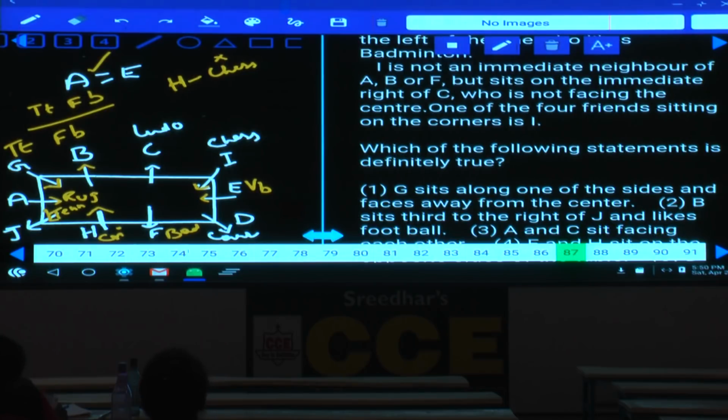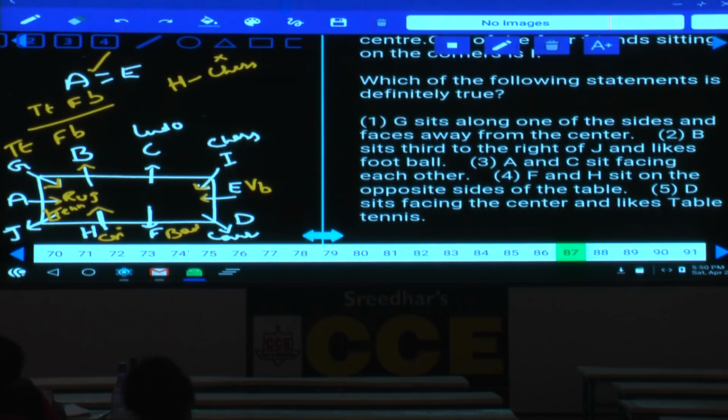Then question number 87. Which of the following statements is definitely true? G sits along one of the sides and faces away from the center. G, one of the sides, faces away from the center, that is false. And B sits third to the right of J and likes football. B sits third to the right of J and likes football is definitely true, choice 2.